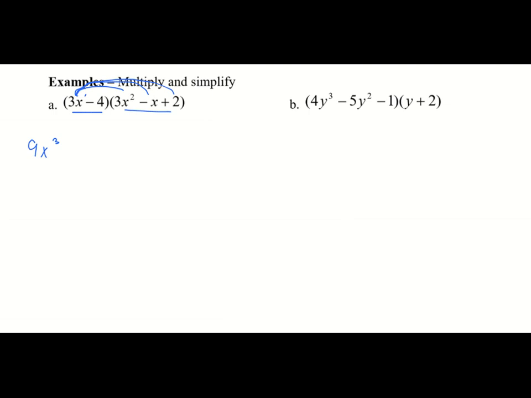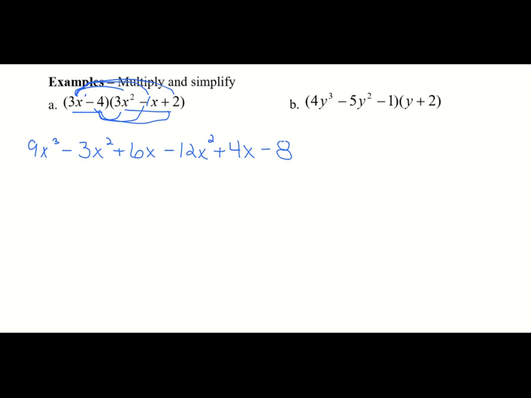Then I'm going to do 3x times negative x. So again, remember that's like a negative 1 there. 3 times negative 1 will give me negative 3x squared. 3x times 2 is going to give me plus 6x. Now that we've done the 3x times everything, we're going to do negative 4 times the 3 terms on the inside. So negative 4 times 3x squared will give me negative 12x squared. Negative 4 times negative 1x, two negatives make that a positive 4x. And negative 4 times positive 2 will give me a negative 8.